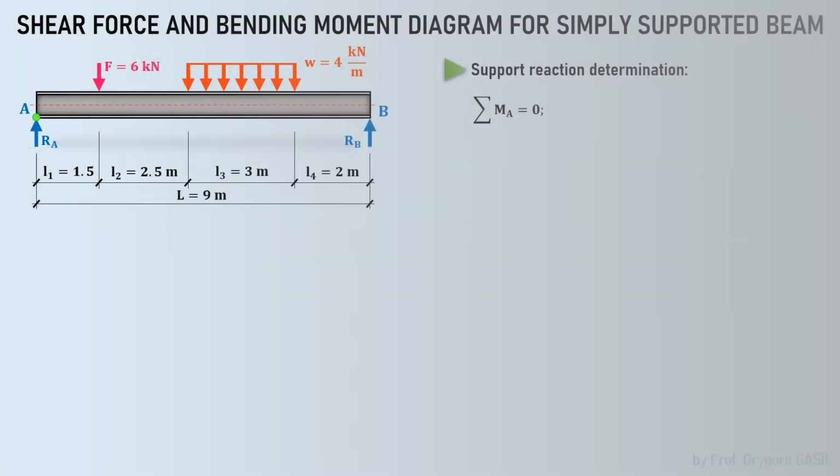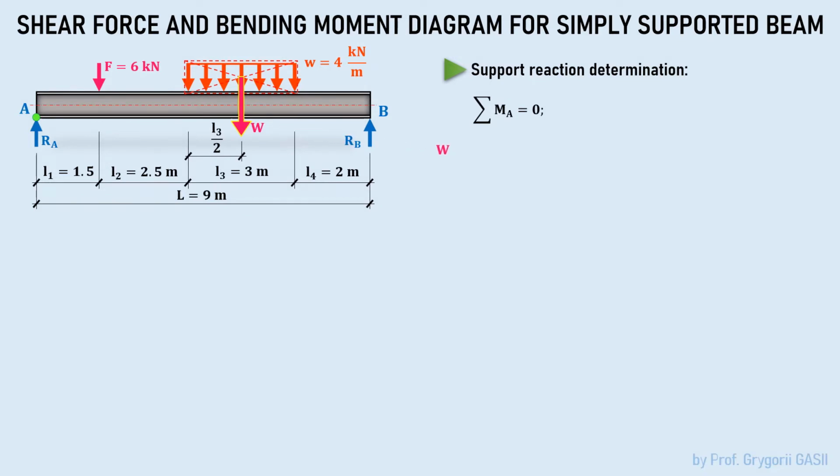For the equilibrium equation, it's necessary to determine the resultant force of a uniformly distributed load. For a uniformly distributed load, the resultant force is the area of the rectangle with sides which equal the load magnitude and the distance where the force is applied. The resultant force is applied at the intersection of the diagonals of the rectangle. Let's write down the formula and determine the resultant force. As we can see, the resultant force is 12 kilonewtons.